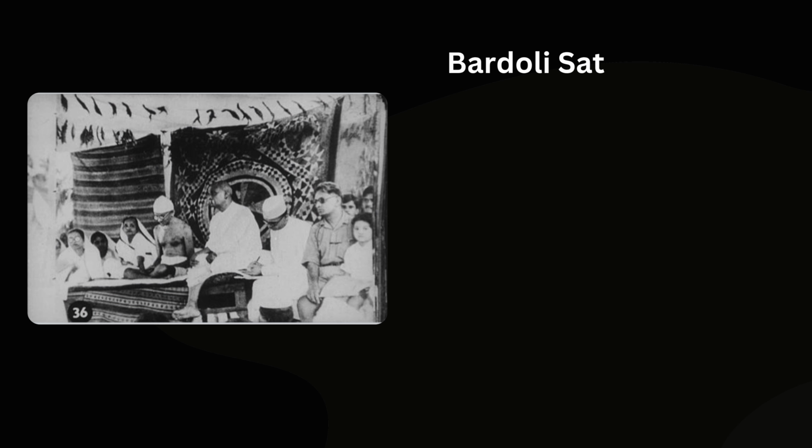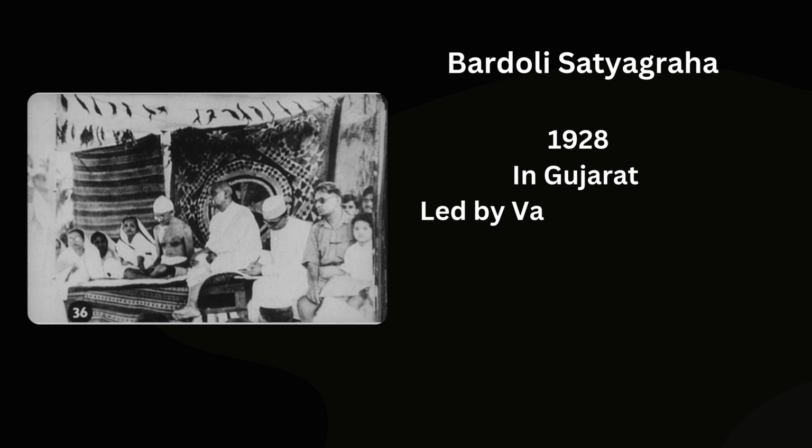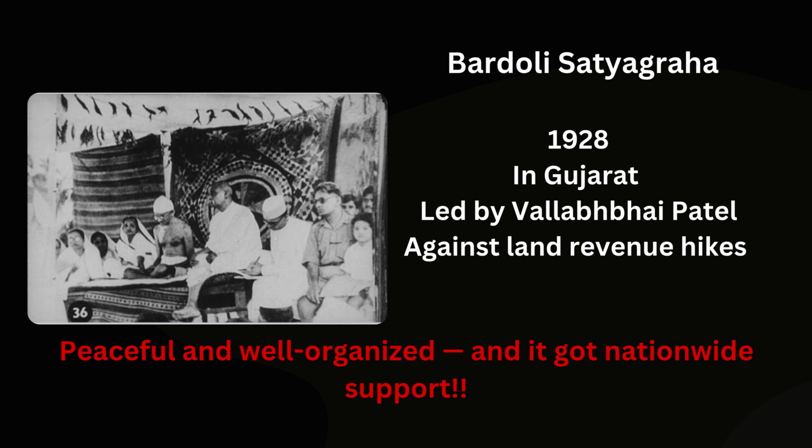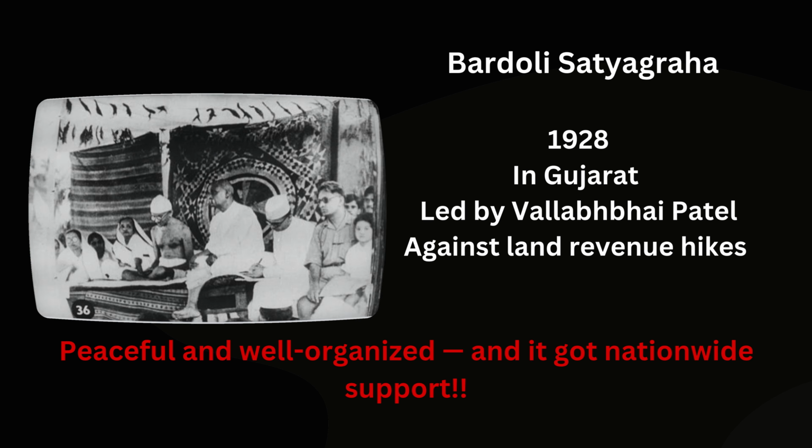But not all peasant movements failed. In 1928 in Gujarat, Vallabhbhai Patel led the Bardoli Satyagraha, where peasants protested against land revenue hikes. It was peaceful and well organized, and it got nationwide support.